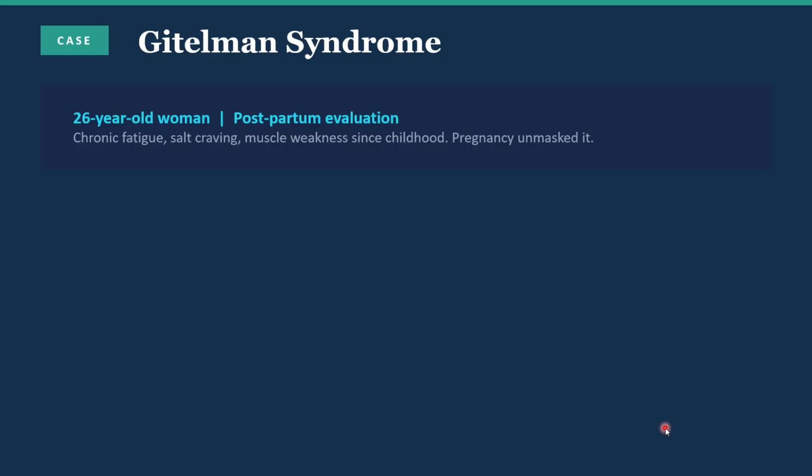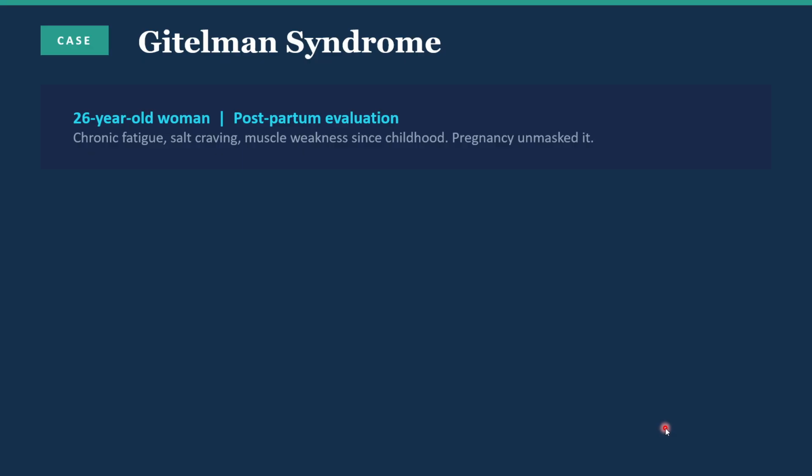Now contrast this with the Gitelman. A 26-year-old woman referred by her gynecologist after a pregnancy complicated by recurrent hypokalemia and hypomagnesemia requiring IV supplementation. She has had chronic fatigue, salt craving, and muscle weakness since childhood. But nobody put it together until the pregnancy unmasked it.